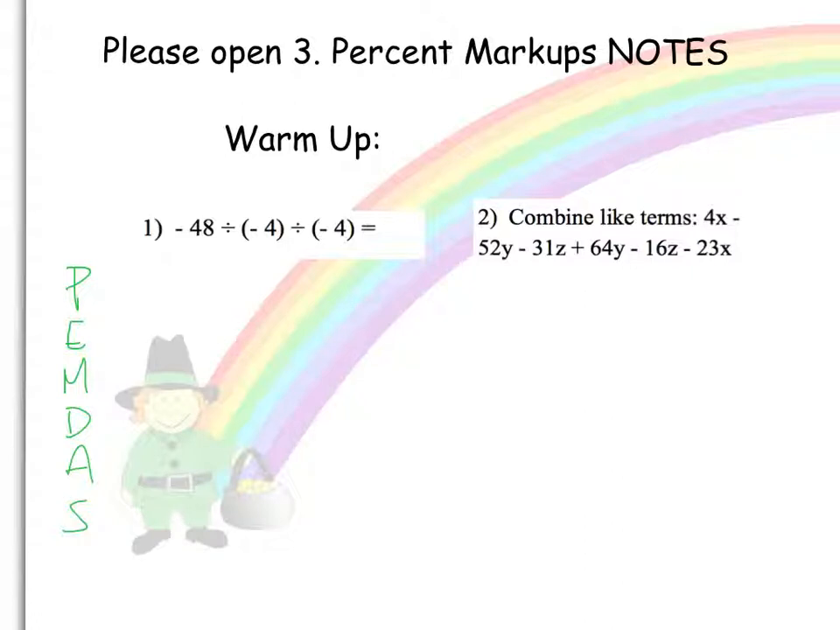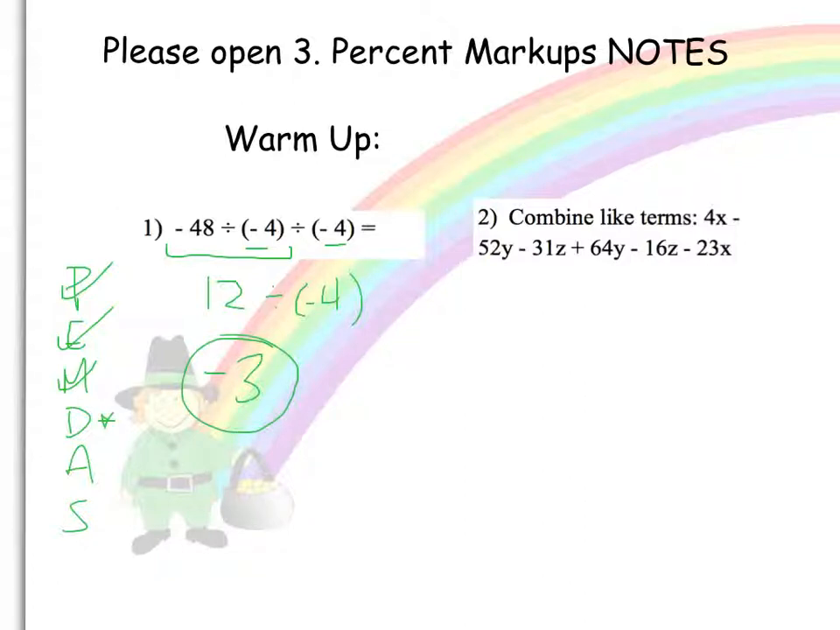So, we start with parentheses. We do not have any operations within our parentheses, so we are good. No exponents, no multiplication, but we have division. Remember, go left to right. So we start with negative 48 divided by negative 4, and that gets us 12. Remaining, we have divided by negative 4. 12 divided by negative 4 is negative 3.